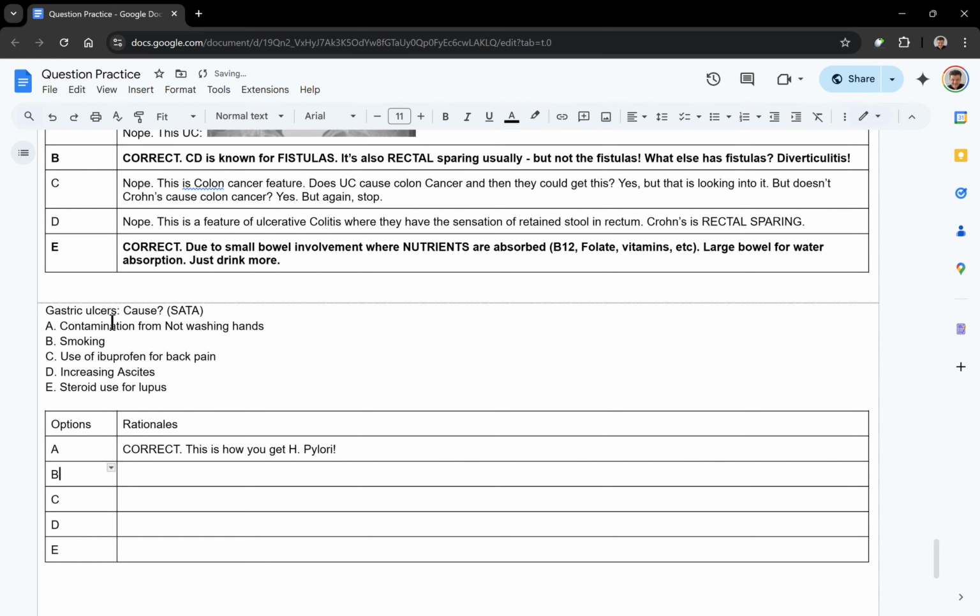Okay, and then B, smoking. I noticed that, and I don't know if it's right, but it impairs healing. But does it cause? Yes, that's correct. So it causes everything. When in doubt, it's going to damage it. It vasoconstricts for one, right? And you're reducing the blood flow to the stomach, right? So you just think of it that way.